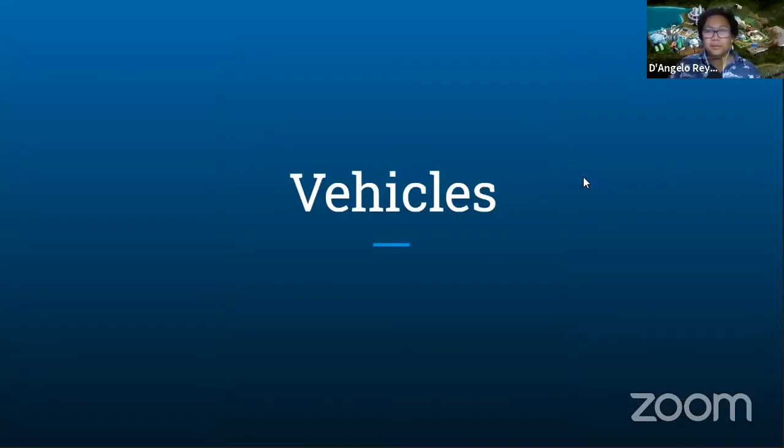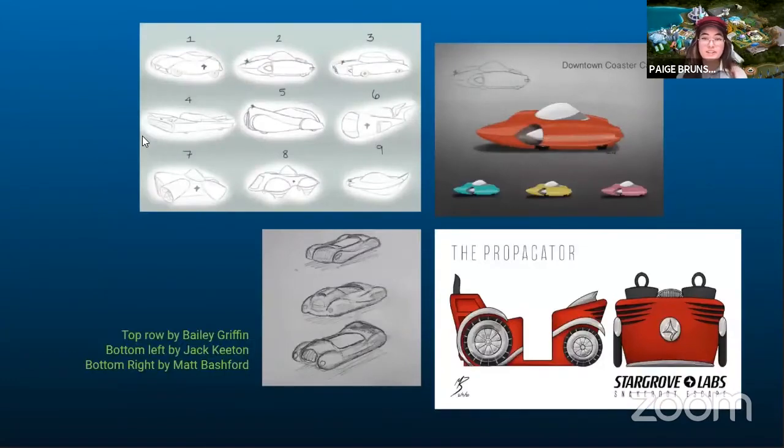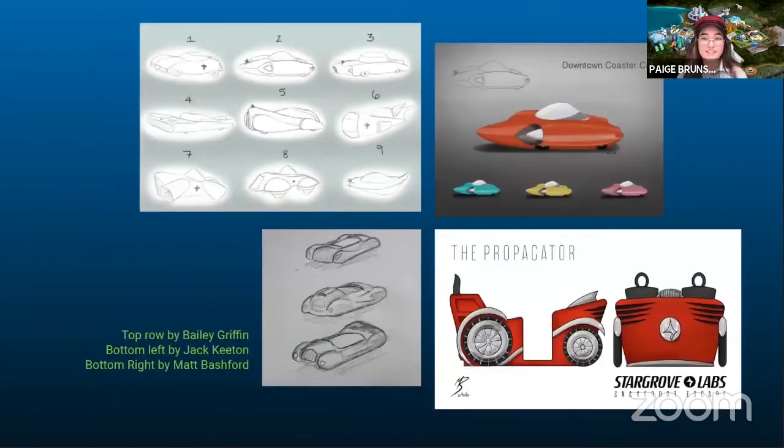Then we'll move on to our vehicles. Next are our Stargrove vehicles, from UFOs to flying cars. I designed a set of biomimicry-inspired spacecrafts. Sharks and manta rays are known for their speed and for being hydrodynamic, so I thought I could apply their basic shape but to be more aerodynamic for space. So I designed these spacecrafts based off their structure, but also streamlined and added an alien twist. And then here are some ride vehicles seen throughout Stargrove attractions.